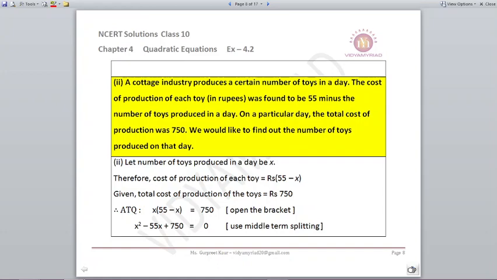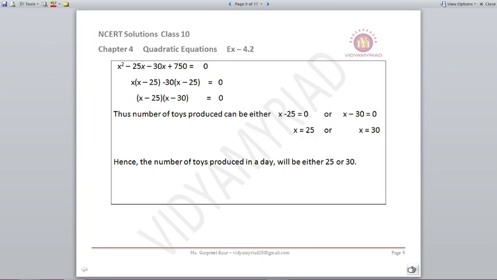Open the brackets and find the factors by using middle term splitting. You get (x minus 25) and (x minus 30). So x is either 25 or 30. That means the number of toys produced in a day can be 25 or 30.